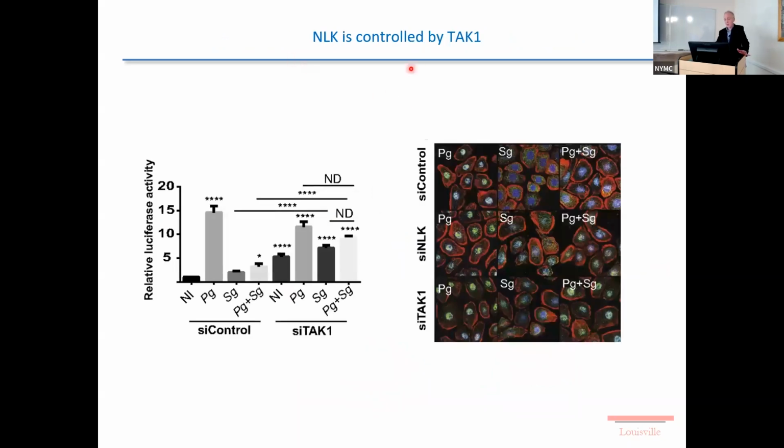NLK, NEMO-like kinase, itself is controlled by another kinase, TAK1. Same kind of thing: when we knock down TAK1, S. gordonii is no longer able to antagonize the ability of P. gingivalis to activate FOXO1 and to induce translocation of FOXO1 into the nucleus. This is our control, FOXO1 in the nucleus with PG, antagonized by S. gordonii. We knock down NLK, or we knock down TAK1, and S. gordonii is no longer antagonizing P. gingivalis. I think it probably is a little bit, because this TAK-NLK pathway does activate FOXO1.